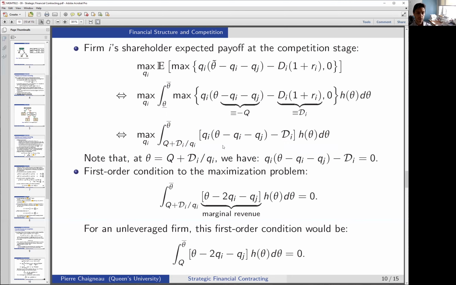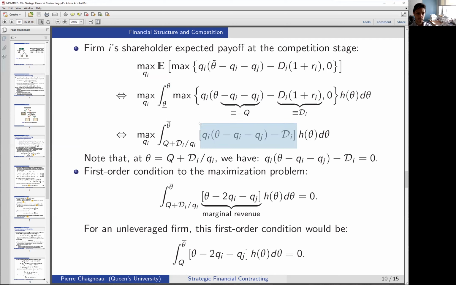So now we're going to optimize with respect to QI. The optimum is going to be given by the first order condition to the maximization problem. We do not actually have to differentiate with respect to this lower bound of integration. And why is that? When theta is equal to this lower bound of integration, we know that this expression under the integral sign will be equal to 0. And this is by construction. So we only really need to differentiate under the integral sign with respect to QI.